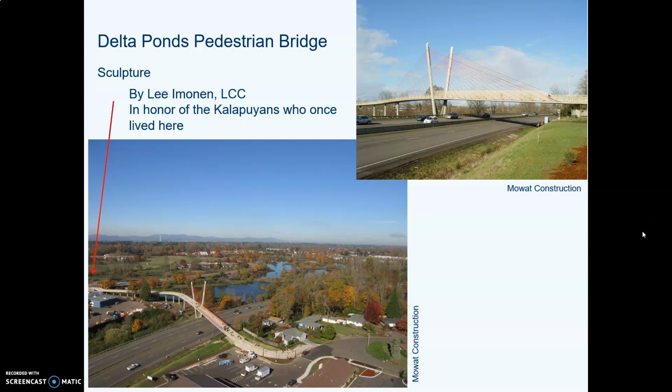I want to show you an interesting example of something you can do with section views. This is a cable-stayed pedestrian bridge that goes over Delta Highway in Eugene. These are the Delta Ponds. Valley River Center is back behind the photo. And the Oregon Department of Transportation has a 1% for the arts policy, so anytime they do construction, they do something artistic.